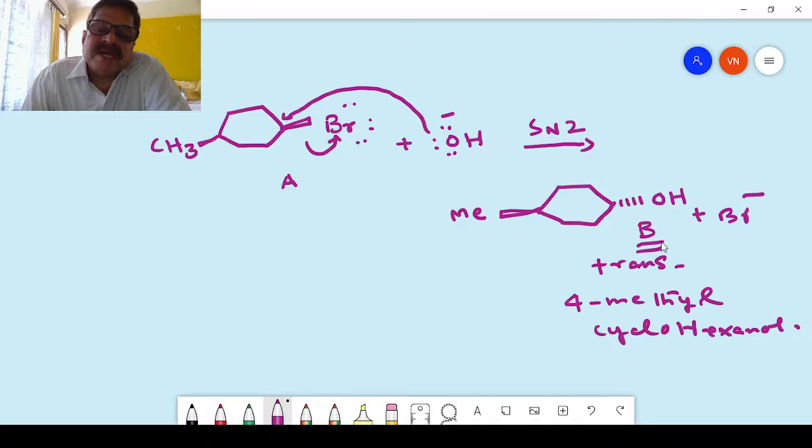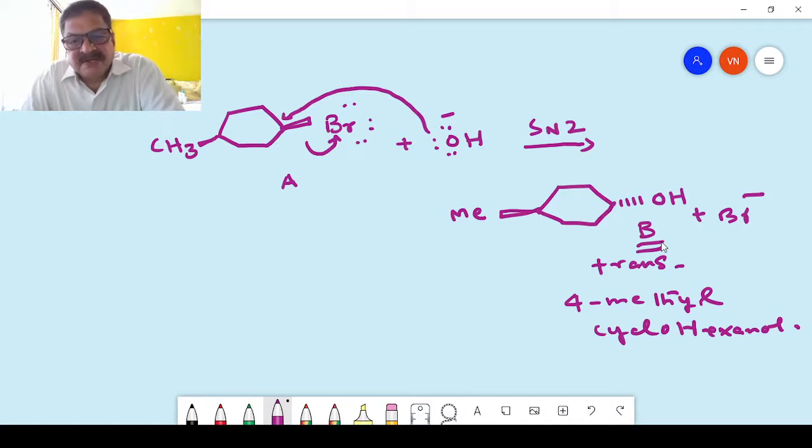And this carbocation, what is its geometry? It is a trigonal planar carbocation. Therefore, the nucleophile can attack either from below or from above. There is no special preference. It can attack from either side, because the carbocation has an sp2 hybridized carbon with a planar structure.